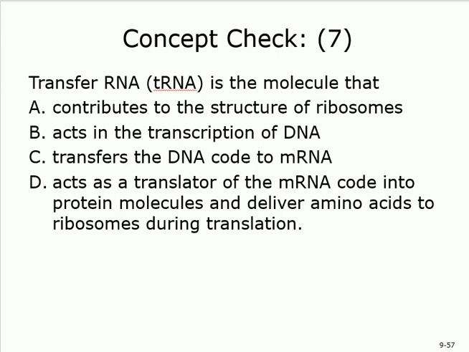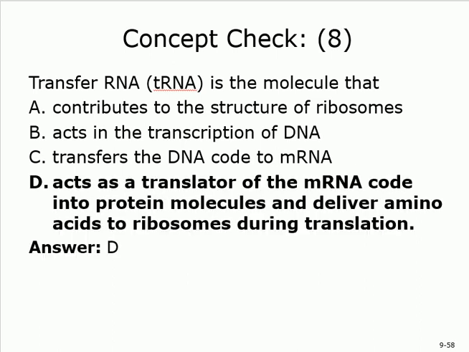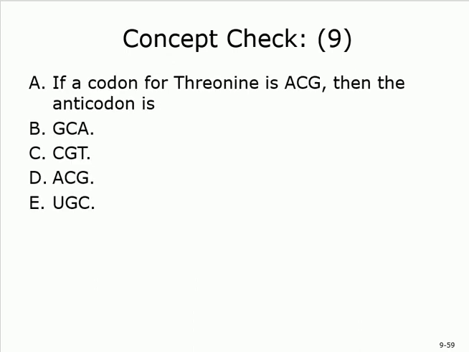Which one of those is right? The tRNA translates and carries amino acids, right? Okay. Codon, anticodon. Can you give me, this is a codon for threonine. What's the anticodon? UGC, yes.